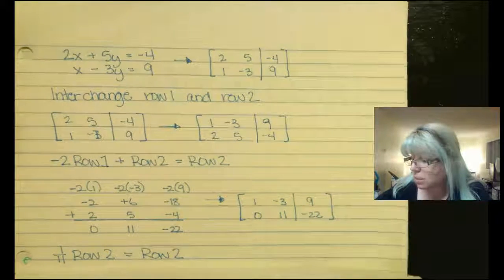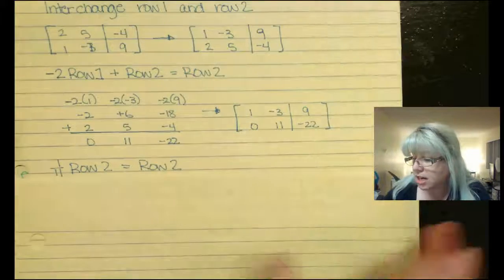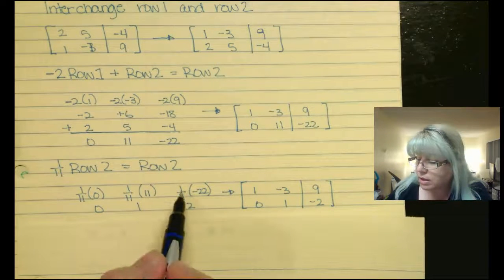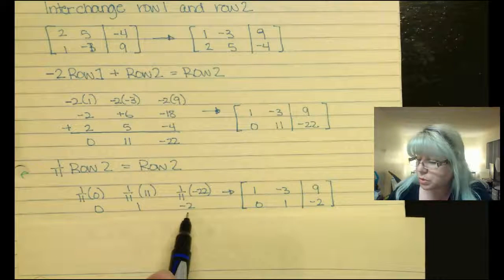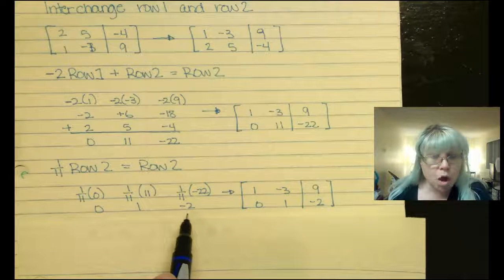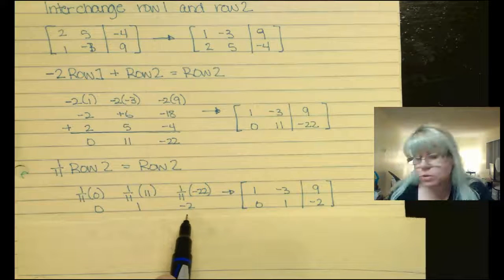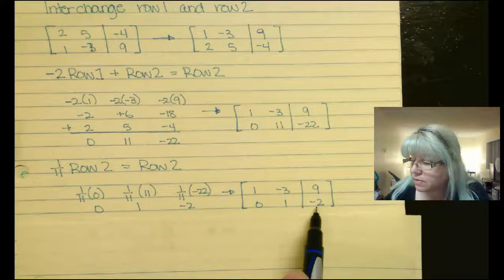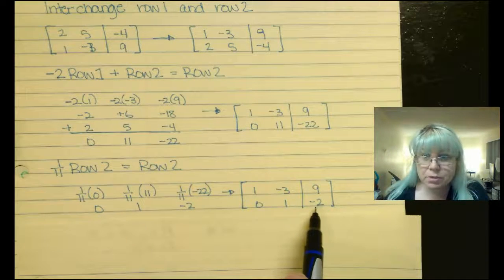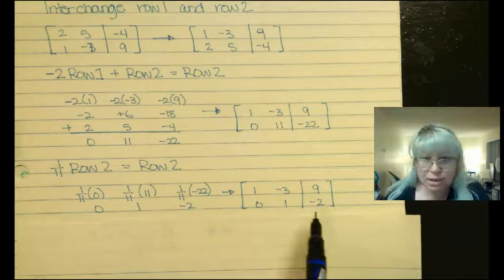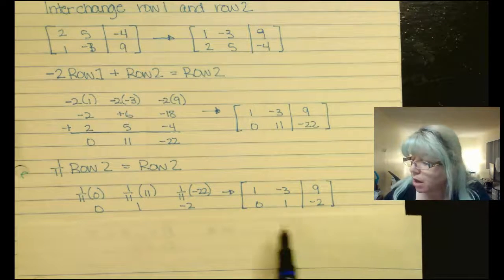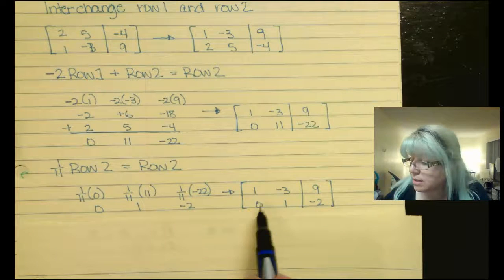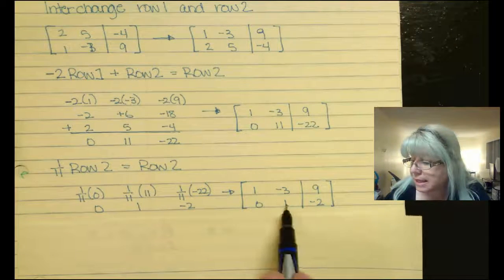Well, 0 times 1/11th is 0, so that doesn't change. 1/11th times 11 is 1. And 1/11th times negative 22 is negative 2. Therefore, my new augmented row, and I'm putting it back into row 2, is 0, 1, negative 2. And I know I've said it vertically before, but I'll just go ahead and say it horizontally. All right, I have the matrix I need. 1, 0, and 1 are all in the places that I need.